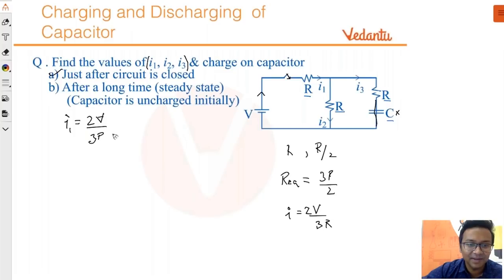Okay, guys. Now the next thing, I2 and I3. Both these branches are kind of identical. If you see, both these branches have the same resistance, that is equal to R. So what is going to be the current flowing through each of them? The current is going to get equally divided between them. So if they get equally divided, then I can say my I2 will be equal to I3, all right? And that is going to be nothing but V divided by 3R.